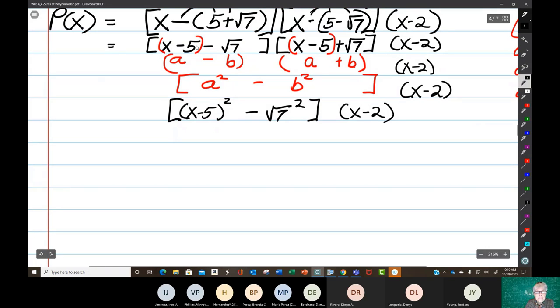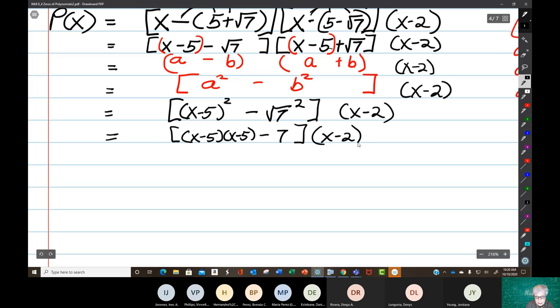The alternative is a very long multiplication here. That'll totally cause your brains to drip out. This makes it quick. But you have to write it so that you've got the A's matching and the B's matching. And the opposite sign in the middle. Okay, anyway, X minus 5 squared is X minus 5. I mean, you've got enough work from this. X minus 5 minus the square root of 7 squared is minus 7 times X minus 2, and we will get to X minus 2 eventually.